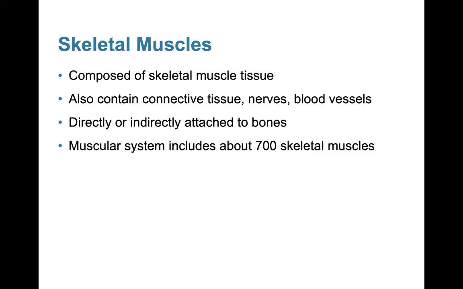So skeletal muscles are composed of skeletal muscle tissue. They also contain connective tissue, nerves, and blood vessels. They will directly or indirectly attach to bones, and the muscular system includes about 700 skeletal muscles. Don't worry, you don't need to know 700 skeletal muscles. Actually, the list will be fairly reasonable.